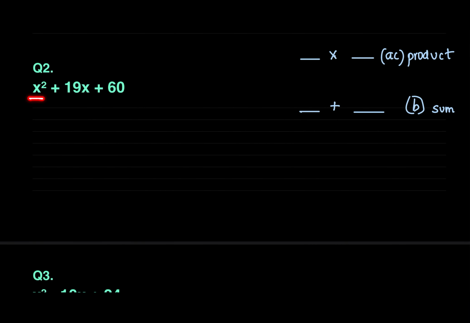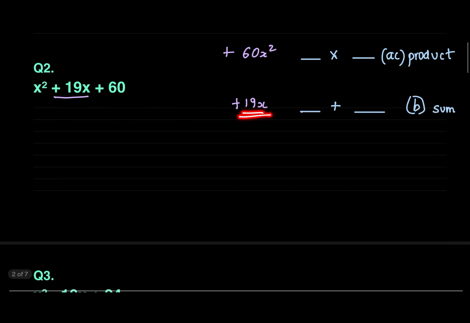Okay, now what is AC here? Positive 60x square. This is what we need as the product. And what is the sum that we need? Positive 19x. Okay, let us check all the pairs. We want the difference as 19.